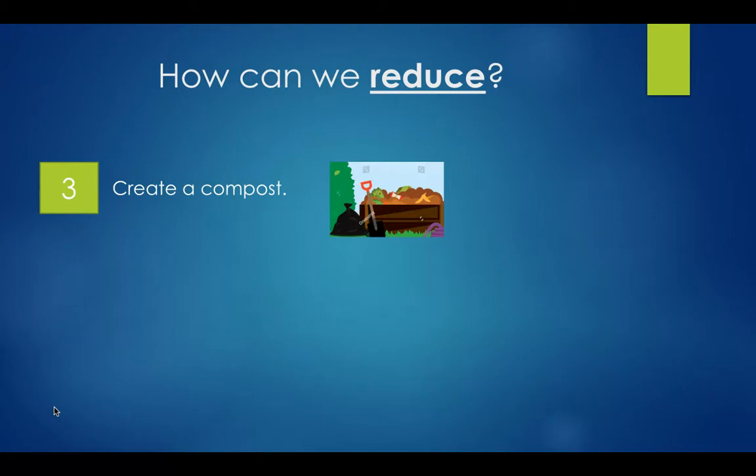Okay, our third example is to create a compost. Composting is taking things that come from the ground and mixing them in with dirt. It's a natural process that takes kitchen and garden waste and changes it into nutrient-rich food for the garden. The food will break down easily and become dirt. You can compost things like fruit, vegetables, eggshells, and almost anything else that comes from the ground.